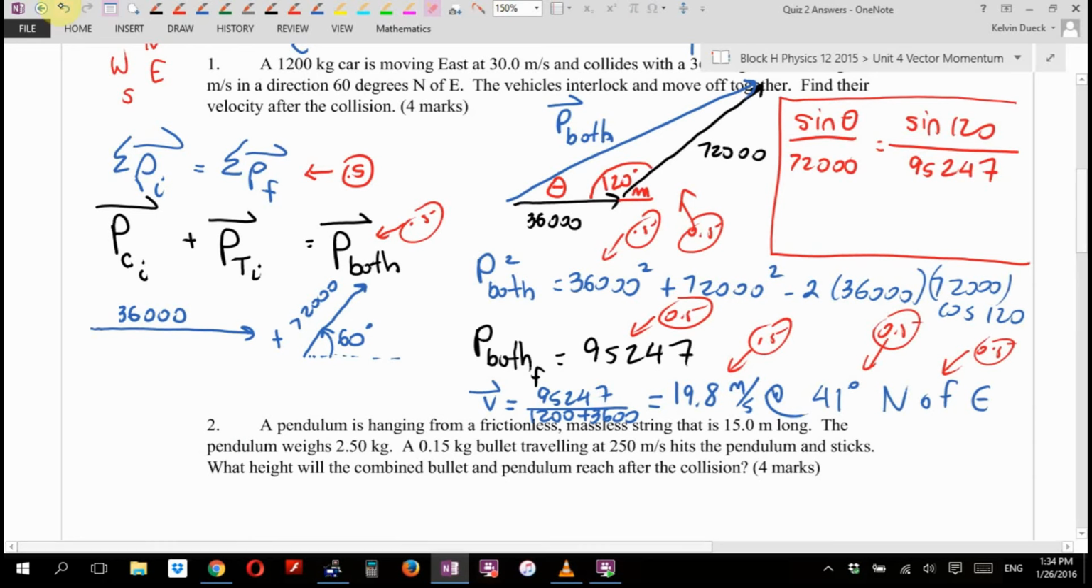You know what? I'll say that, and I'll let you draw the triangle different. By the way, the other way you could have drawn the triangle is you could have drawn the 72,000 first, and then the 36,000. You'll get the same 19.8, but I think you'll get 49 degrees east of north, which is the same answer.